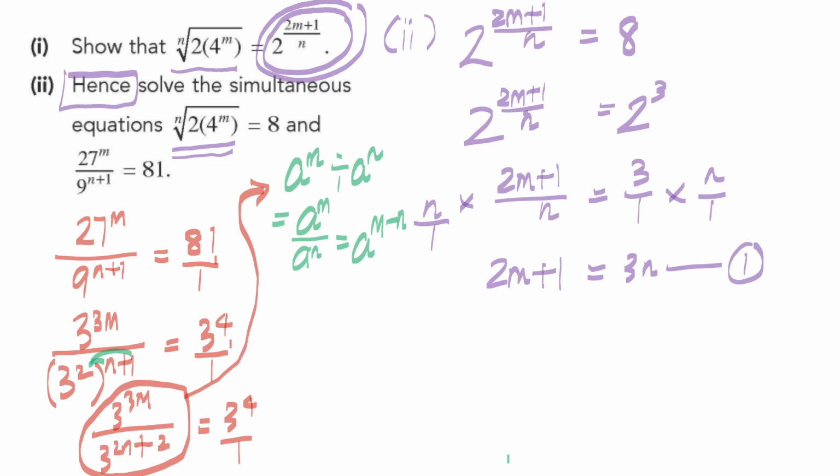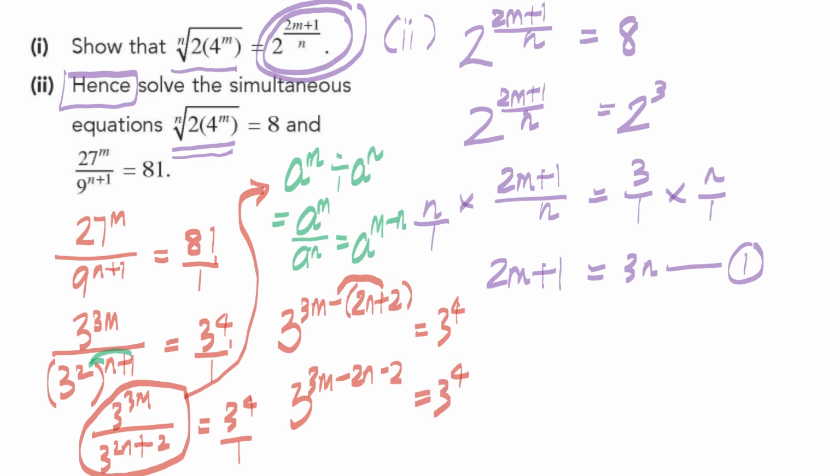So let's continue. That gives us 3^(3m - (2n + 2)), make sure you bracket it, equals to 3^4. There's no need to write 3^4 as 3^4 over 1. So that will give us 3^(3m - 2n - 2), and beware, minus times plus is minus, so minus 2, equals 3^4, and since we have base 3 on both sides, therefore the power must be the same. And if we simplify further, we get a second equation: 3m - 2n = 6. We're going to call that equation 2.